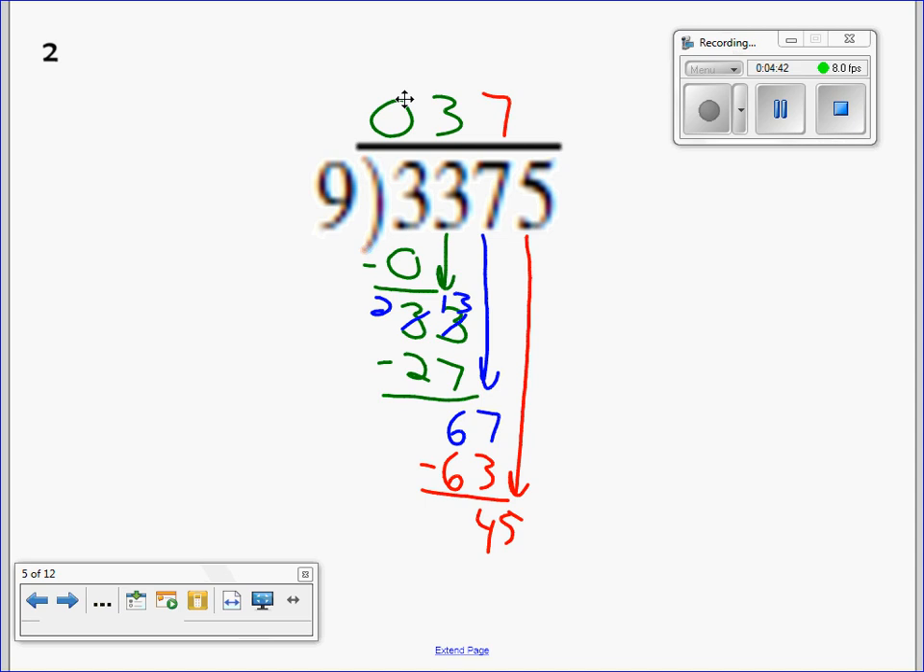How many times can 9 go into 45? Now this is basic facts, right? 9 times 5 is 45. Subtract, get a 0. My answer has a remainder 0, so I wouldn't have to write that. So my answer is 375.